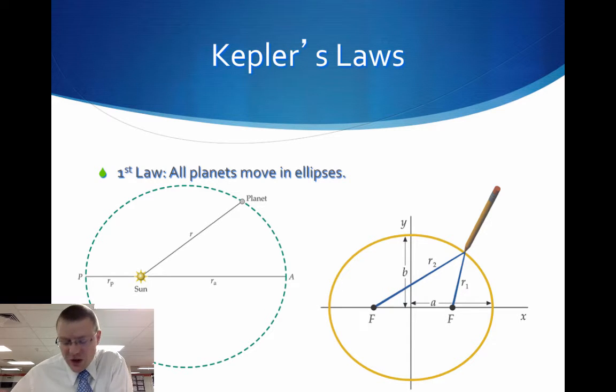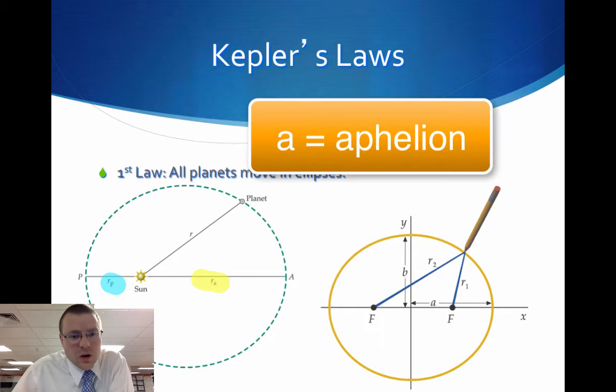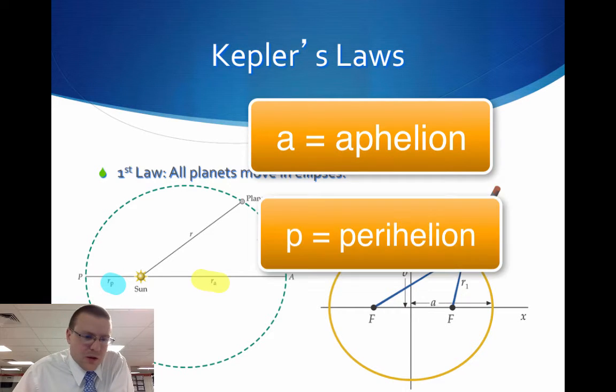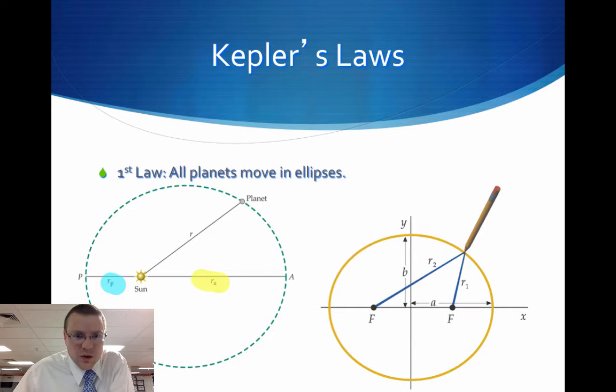There are 2 terms that astronomers use to talk about those 2 locations. You can see it says RP down here, or RA. The RP means radius when you are at perihelion, and RA is the radius when you are at aphelion. The way I remember that is just A for far away and P for pretty close. So you've got those 2 ways to remember that objects move in ellipses.